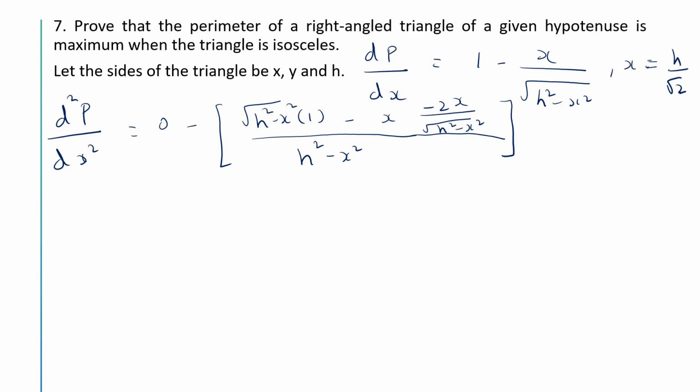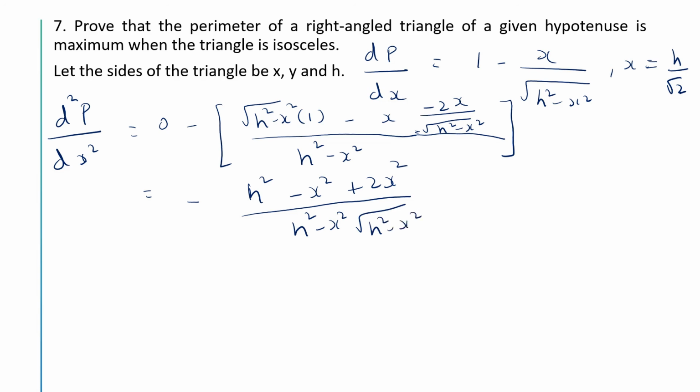So let us try to simplify this. It is equal to minus of, on taking LCM, we get h square minus x square plus 2x square divided by h square minus x square into root of h square minus x square. So it is equal to minus x square plus h square divided by h square minus x square the whole raised to 3 by 2.